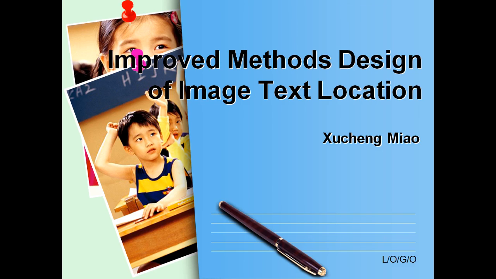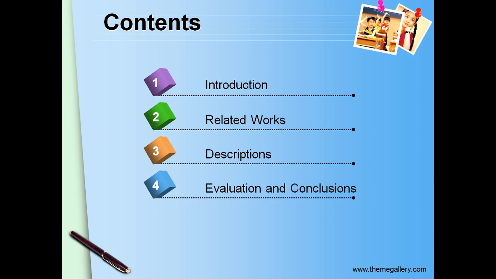Hello, I'm Xucheng Miao. Today I want to show my image processing and computer vision cross project. The topic I chose to show is the improved methods design of image text location. Here you can see the four parts of my project process.